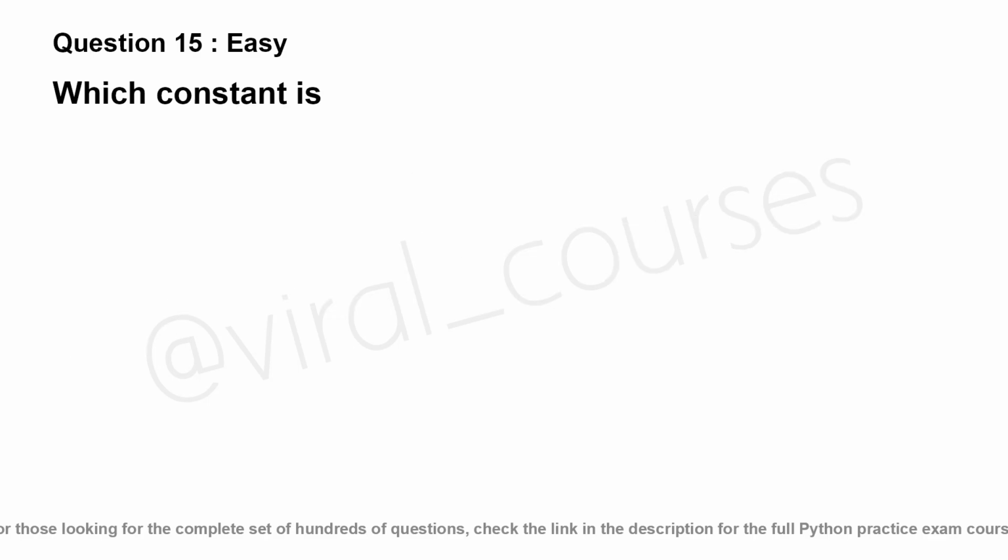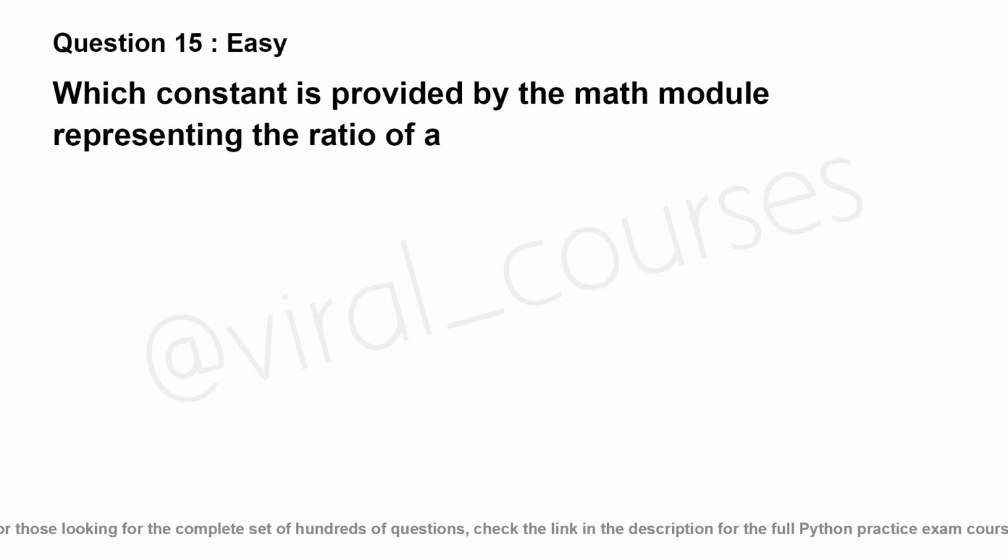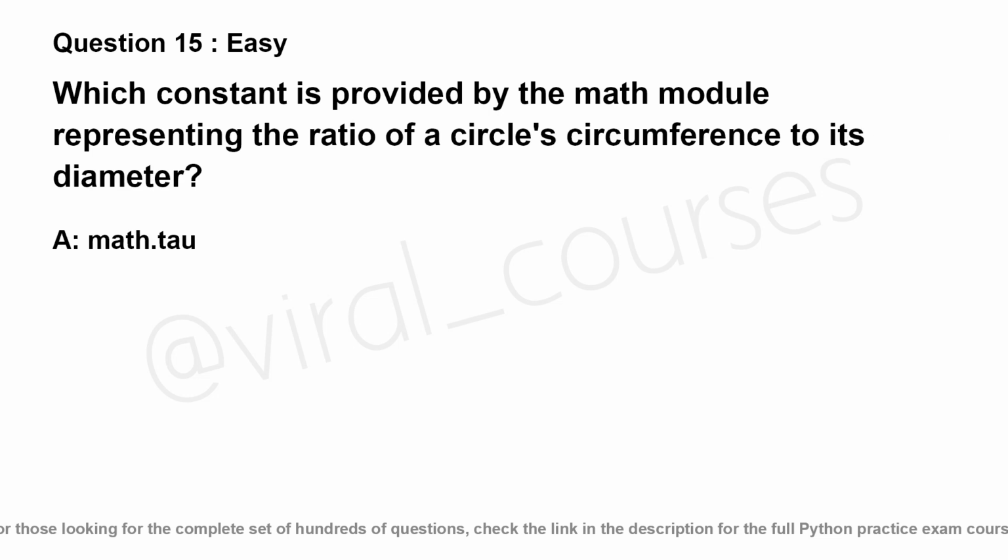Which constant is provided by the math module representing the ratio of a circle's circumference to its diameter? Option A, math.tau. Option B, math.e. Option C, math.pi. Option D, math.inf.